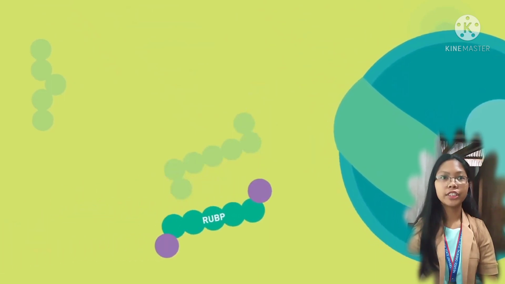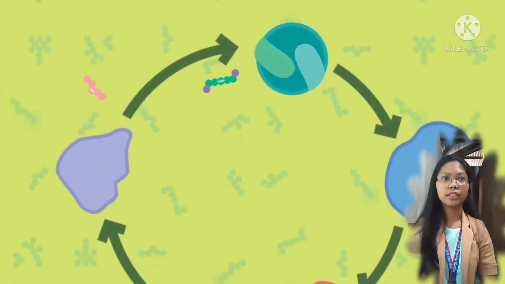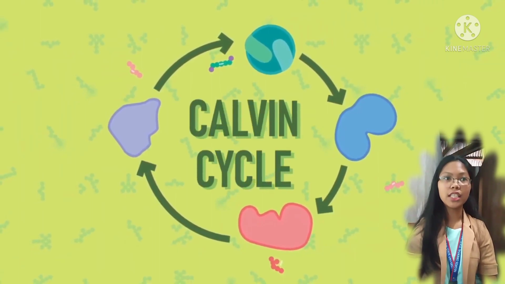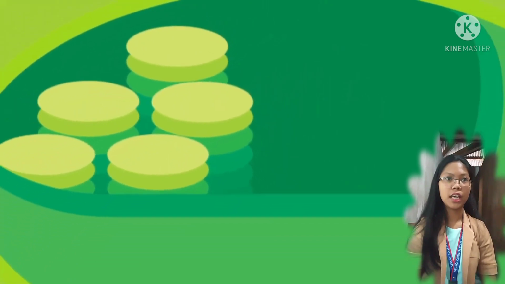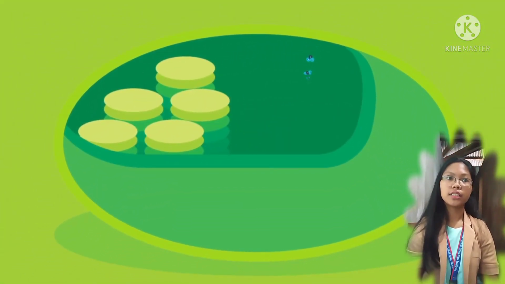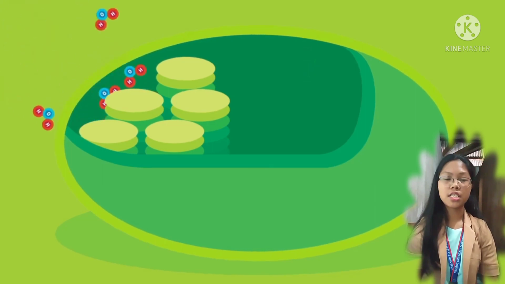Light-independent reactions are the second stage of photosynthesis. These utilize the energy stored in ATP and NADPH. They use carbon dioxide to synthesize organic molecules.